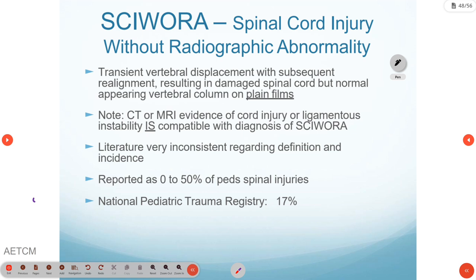So if you are suspecting some injury, then you have to go with higher investigations. Here, CT or MRI evidence of cord injury or ligamentous instability is compatible with the diagnosis of SCIWORA. That is, if you are suspecting it, then you have to go ahead with CT or MRI. It is reported that 0 to 50% of pediatric spinal injuries come under SCIWORA.